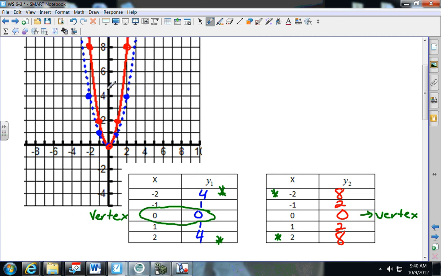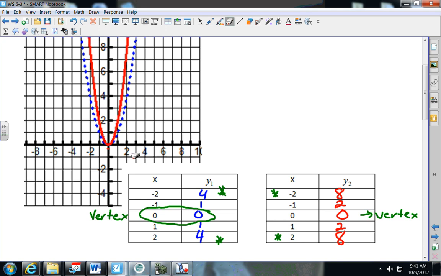Now, what do you notice about these two graphs when you're looking at it? They are kind of the same, but let me ask you this. How are they the same? They're the same because they have the same vertex, right? They both go down to 0, 0. They both open upward, right? And they're both parabolas.